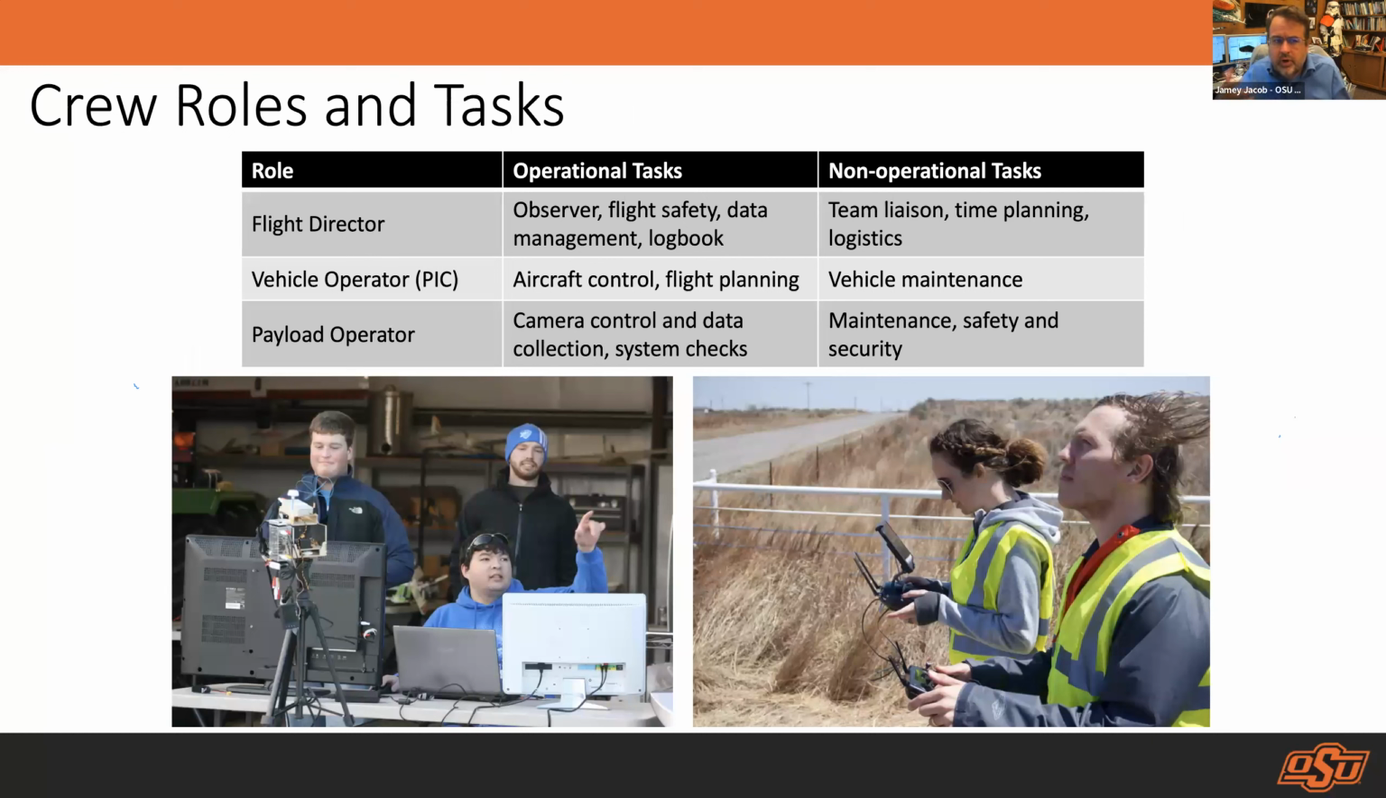Now, typically when we're operating aircraft in the field, we tend to divide these roles into one of three. One is a flight director who's really in charge of operating the mission and making sure that the mission is successful, maintaining what we call a secure or sterile cockpit, meaning the pilot isn't being bugged by passersby or spectators that want to ask questions. The pilot really needs to be able to focus on the safety of the airspace.